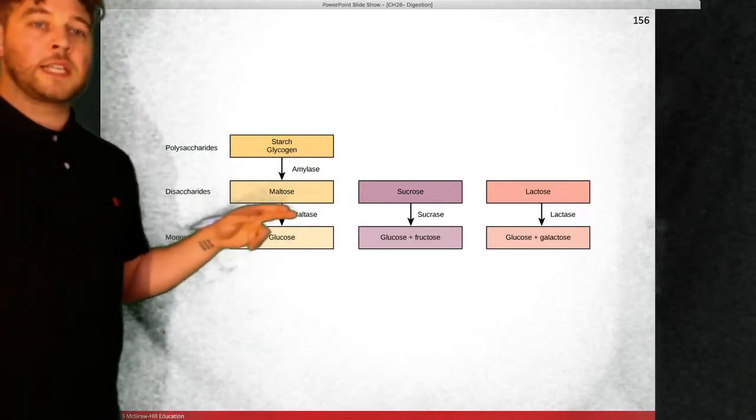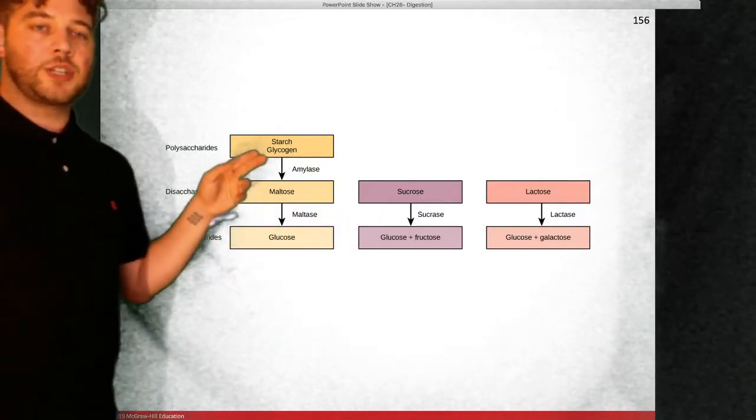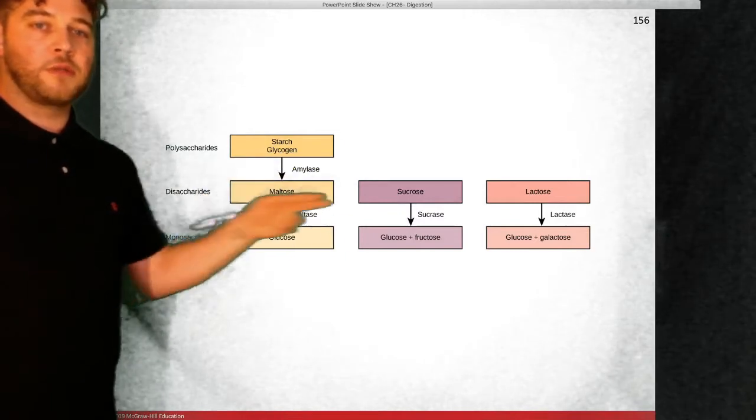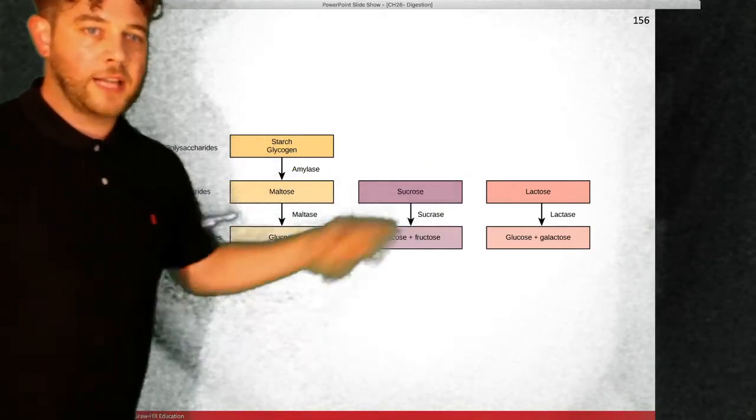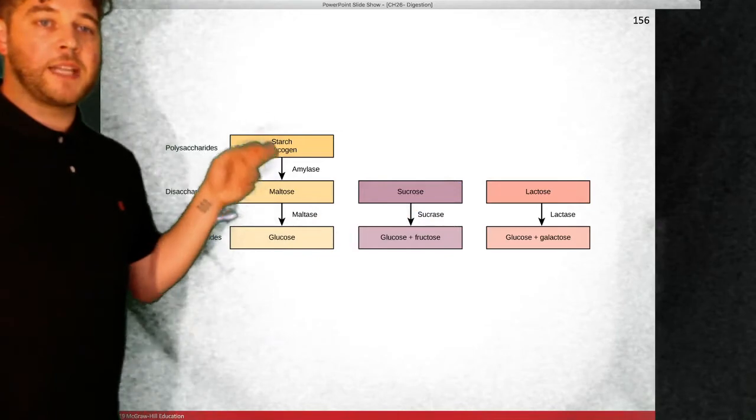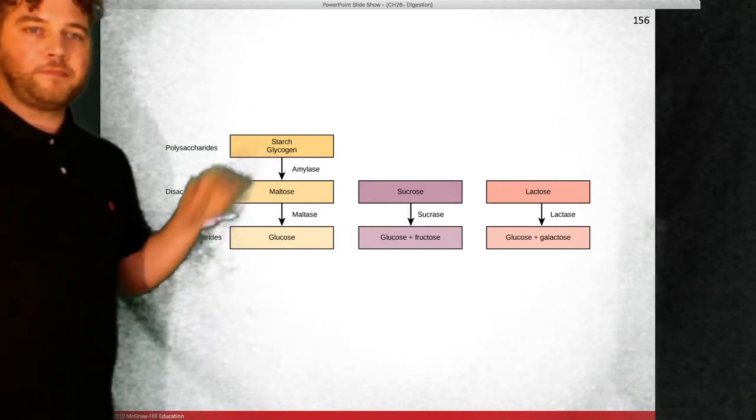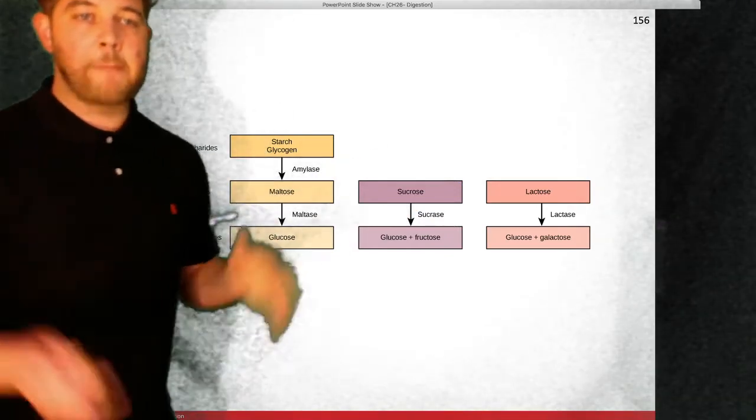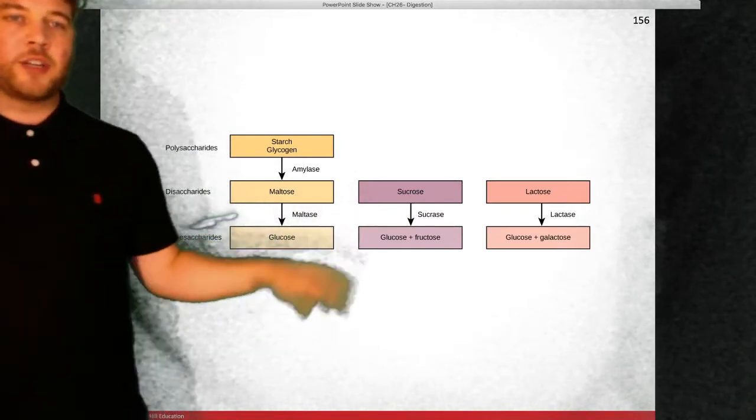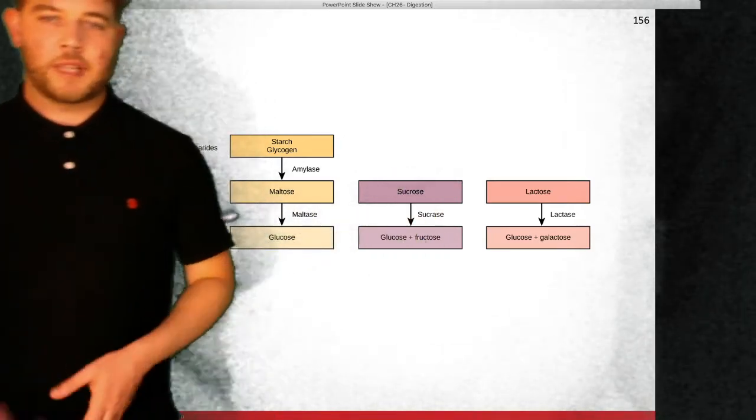You should know the enzymes that digest each of these. So maltase digests maltose, sucrase digests sucrose, lactase digests lactose, and amylase digests your starches. So you should understand that basic idea, but again, not having to know glucose and fructose make sucrose. That's okay.